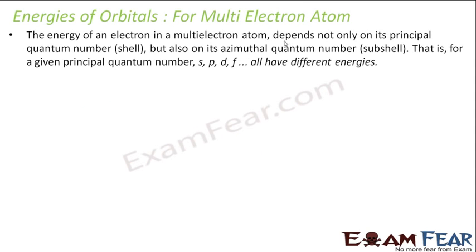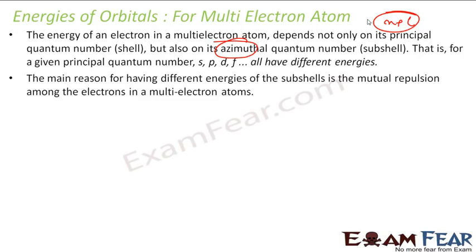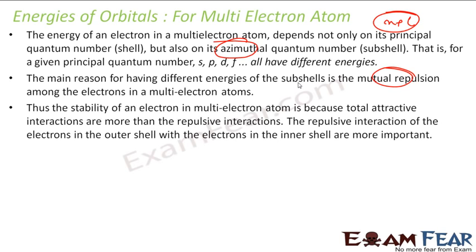For a multi-electron atom, the energy does not depend on n alone, it depends on l also, that is, n plus l defines the energy of the multi-electron atom. And the main reason is the mutual repulsion among the electrons in the multi-electron atom. That's the reason why l also comes into the picture.